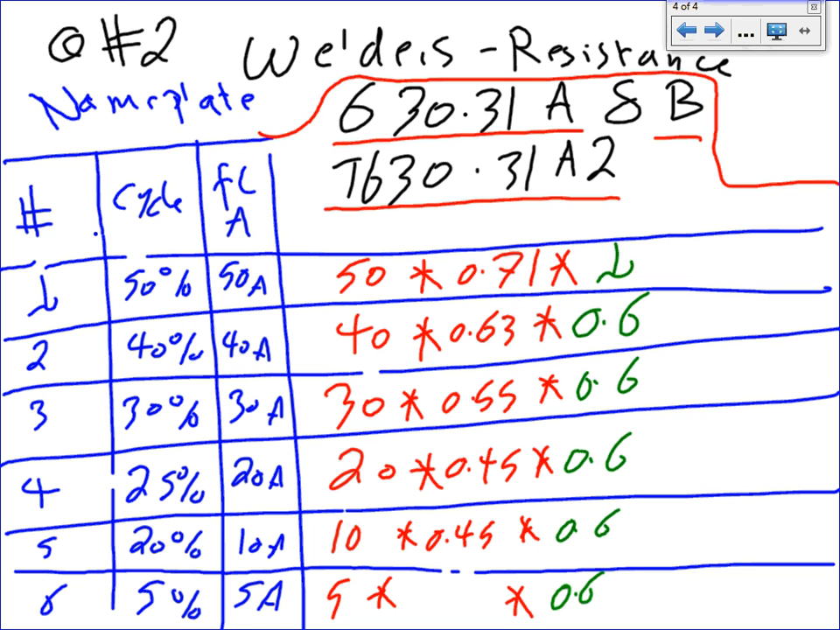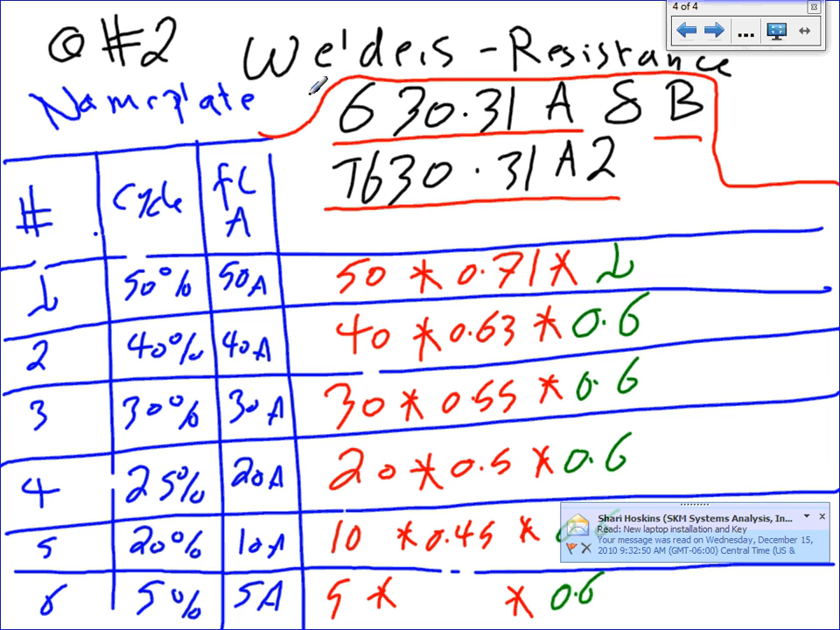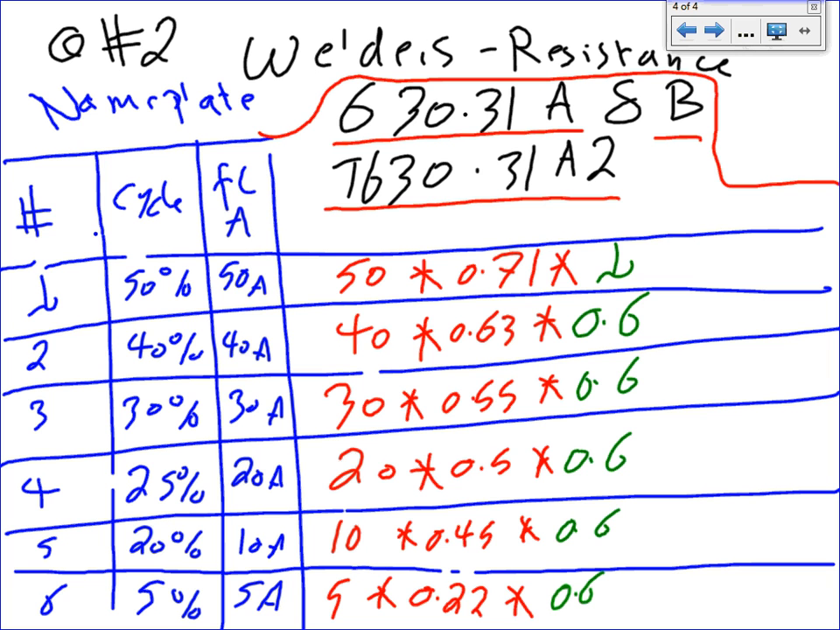20 amps multiplied by 0.45 from the 25% cycle. 25% is 0.5. Okay, 0.50, so this should be 0.5. For a 20% cycle, what's the 0.45? 20% cycle is 0.45, that's right. You're correct. And for a 5% cycle, 0.22. 5% is 0.22. Thank you. Where was I wrong?